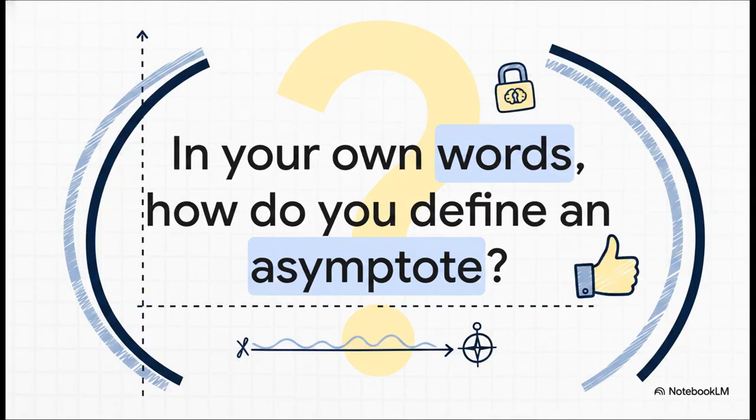And our final test, question 5. In your own words, define an asymptote. Lock this foundational definition into your memory right now. If you said something along the lines of a line that a graph gets infinitely close to but never touches, then you are completely right, and you have officially mastered today's math lesson.